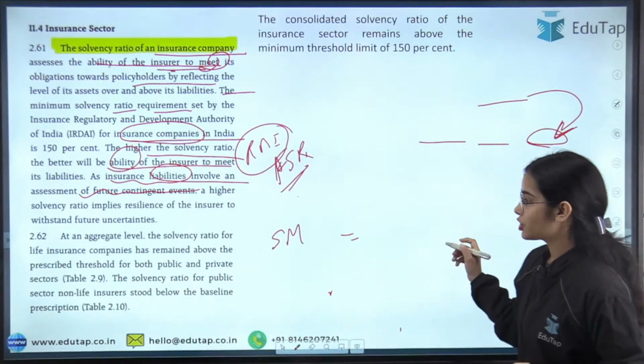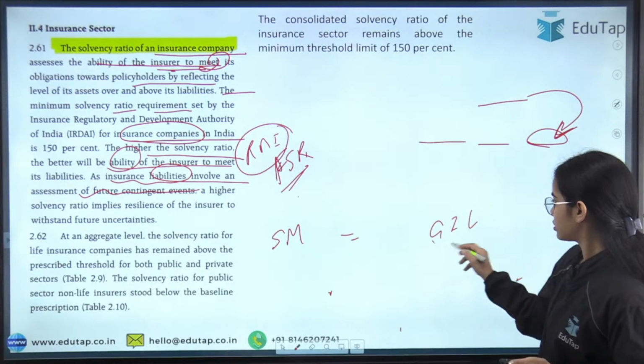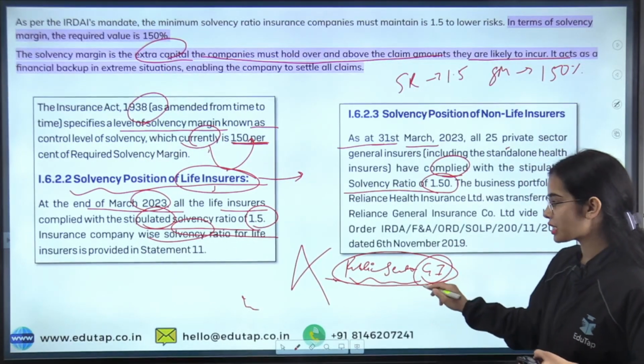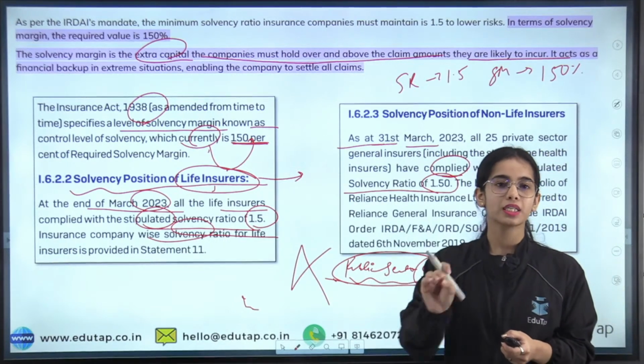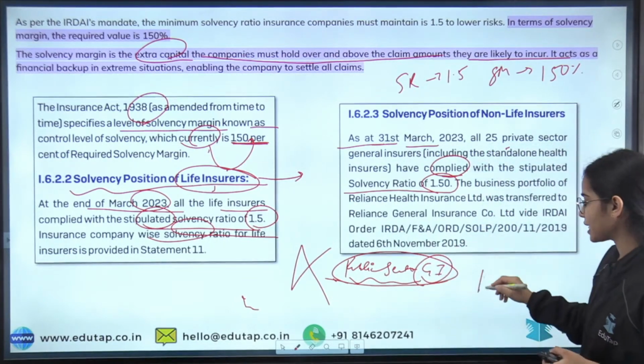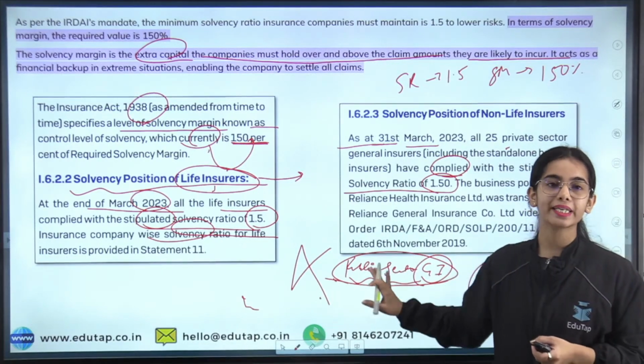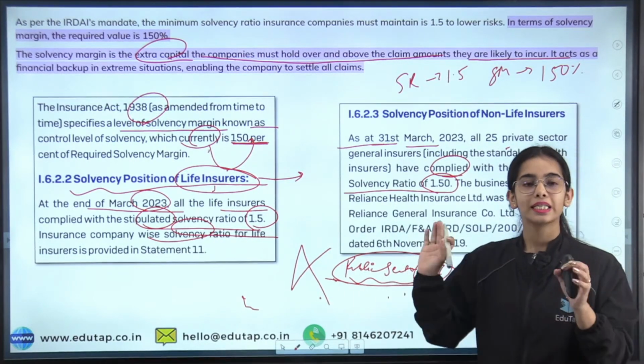So among the general insurance companies, there was only one public sector general insurance company that has actually followed the solvency margin. I think it was NIACL. So do read about it. Okay, you have to find it and tell me in the comment section which public sector company.